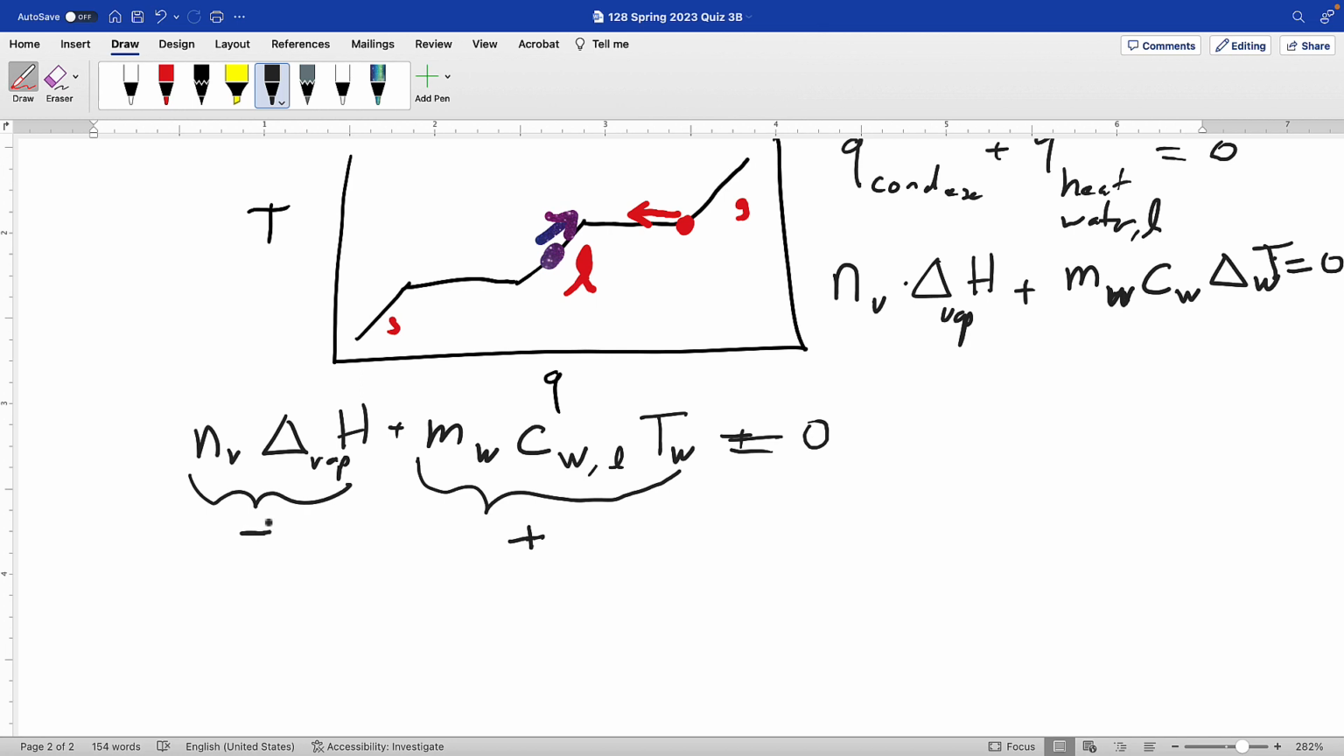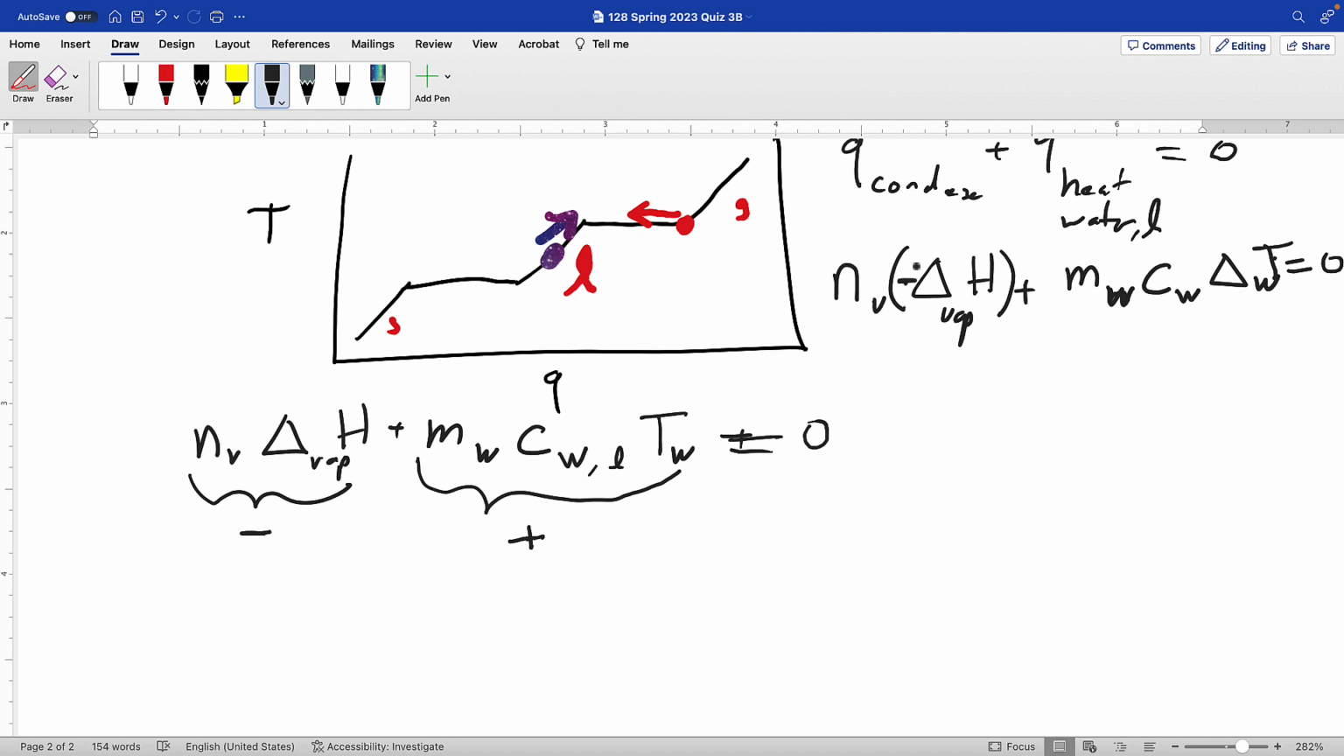But if it's just the number of moles of water vapor that condenses and the heat of vaporization, that would be a positive number, right? So clearly there's a mistake here. And the mistake we made was actually earlier up here. I'm going to go ahead and fix it now. We have to put a minus in here. We're multiplying by a minus heat of vaporization.